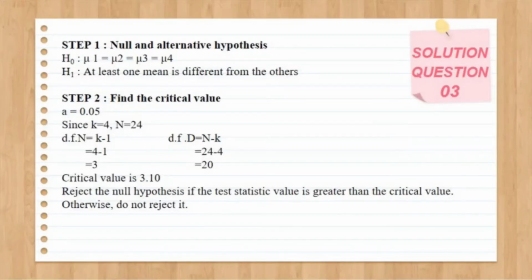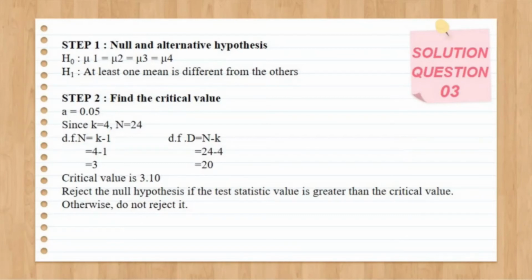Thank you, Yanping. I'm Shenwei. I will proceed with the solution of question 3. So there are 5 steps to solve this question. Step 1. State the null and alternative hypothesis. The null hypothesis is mean 1 equals mean 2 equals mean 3 equals mean 4, while the alternative hypothesis is at least one mean is different from the others.